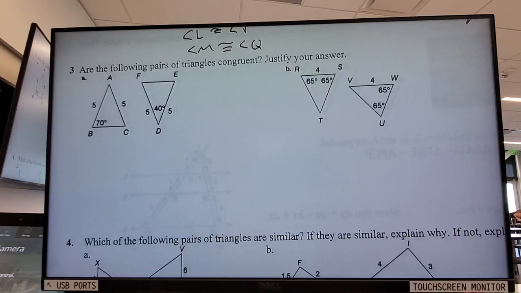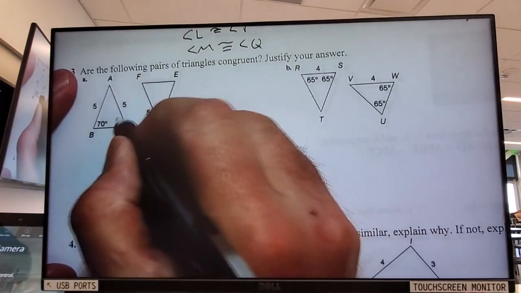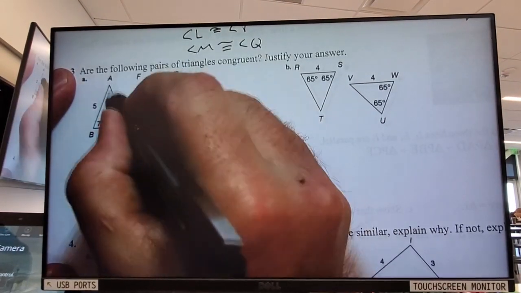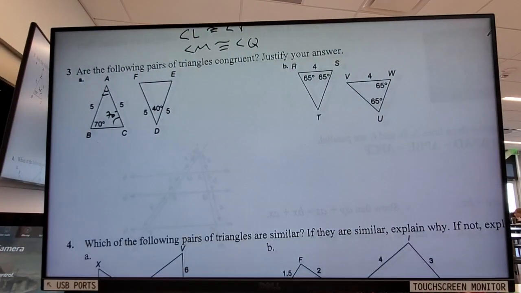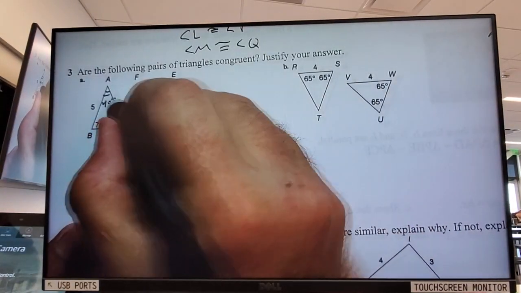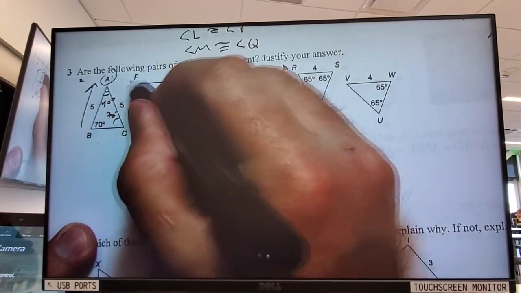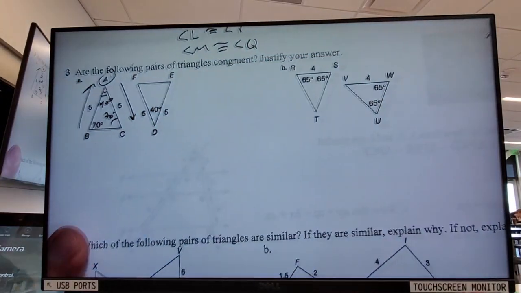So what is this angle? 70. So what is the top angle? 40 degrees. That's 140. I need 40 more to make 180. So can I use side, angle, side now?